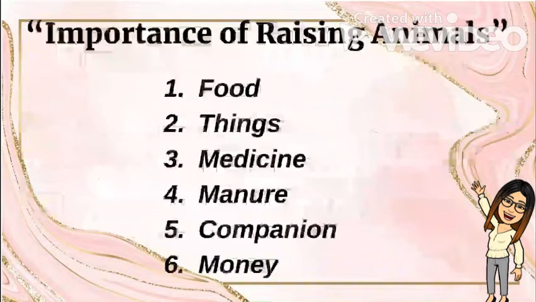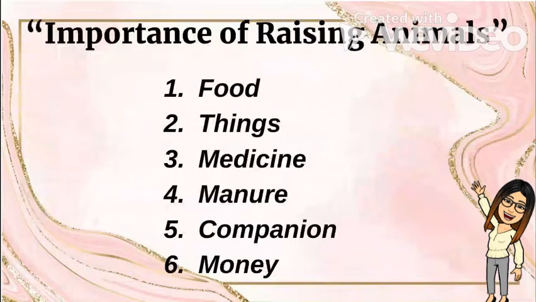These are the importance of raising farm animals, class, or the benefits we can get in raising farm animals. First, we have food. We all know that when we raise animals, of course we can get food, because animals provide meat, milk, and eggs, right? Meat is a very good source of protein. We all know that, right? Milk is also rich in protein. It comes from cows, goats, and many more.